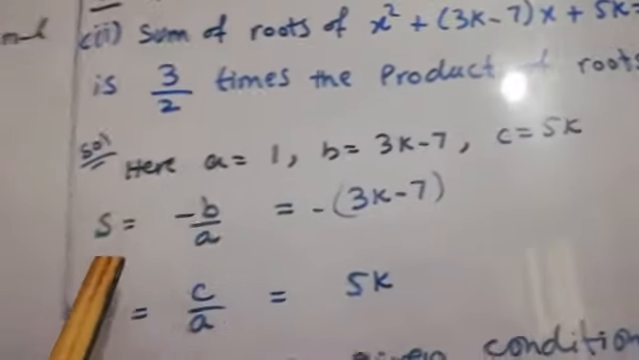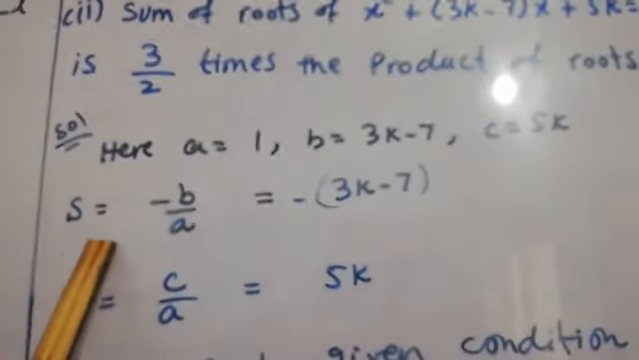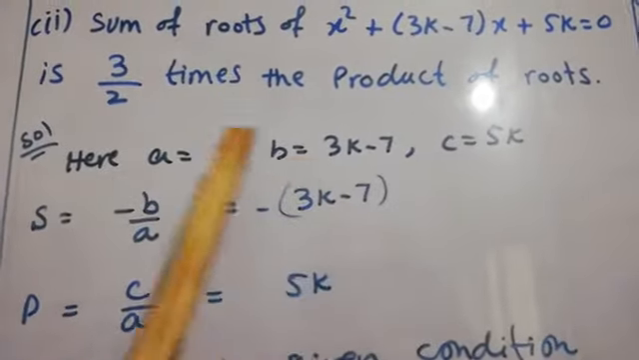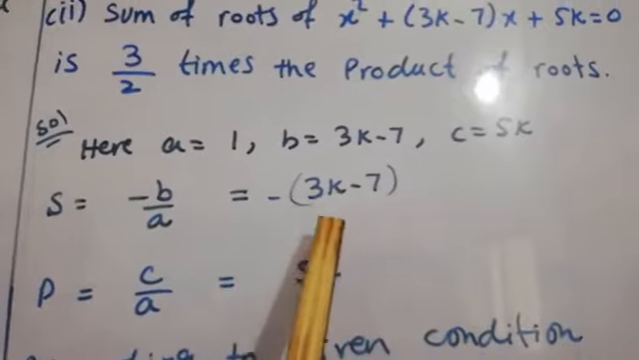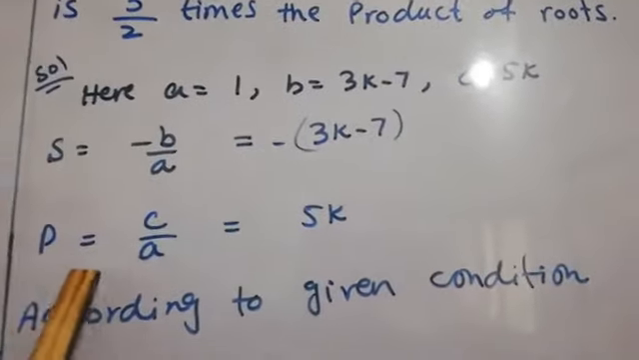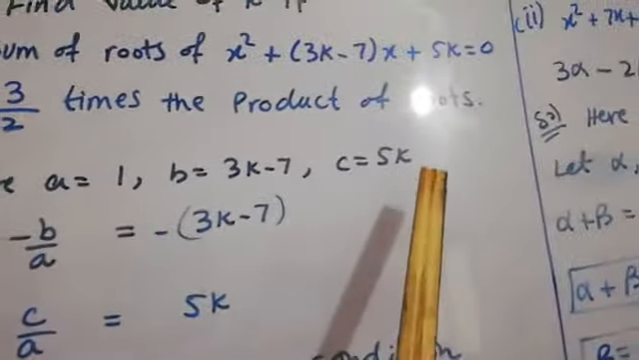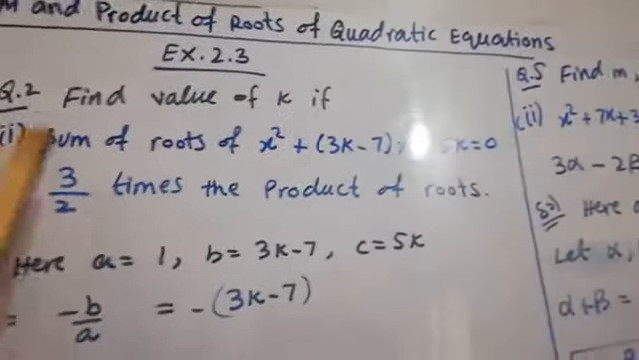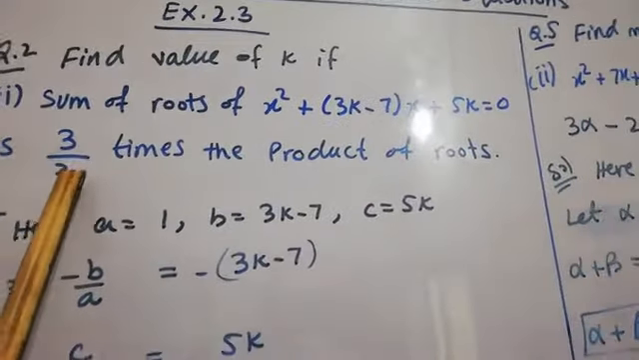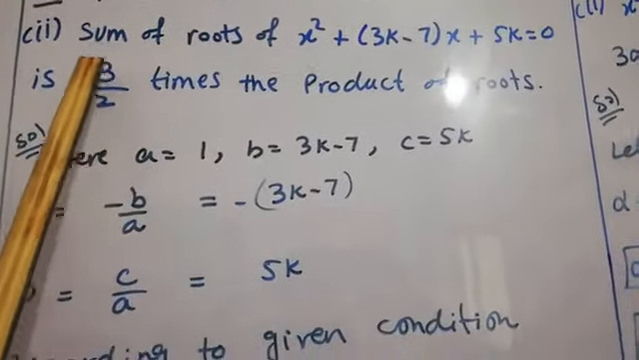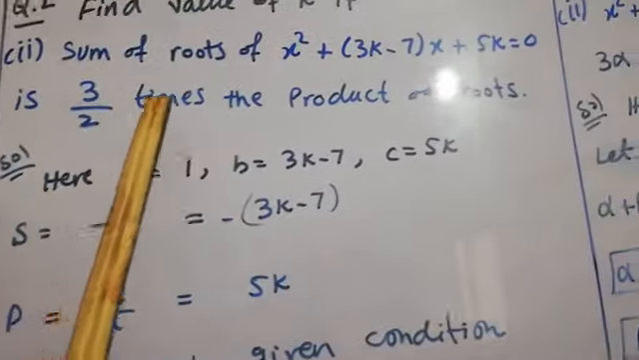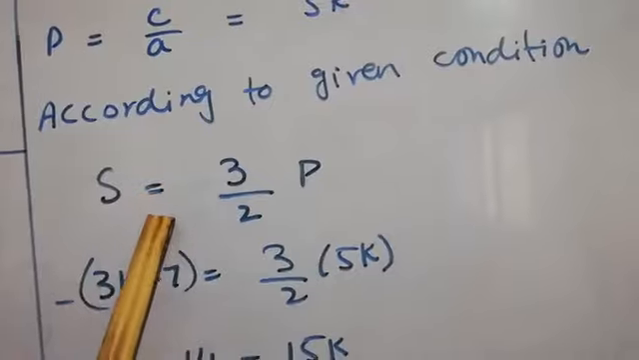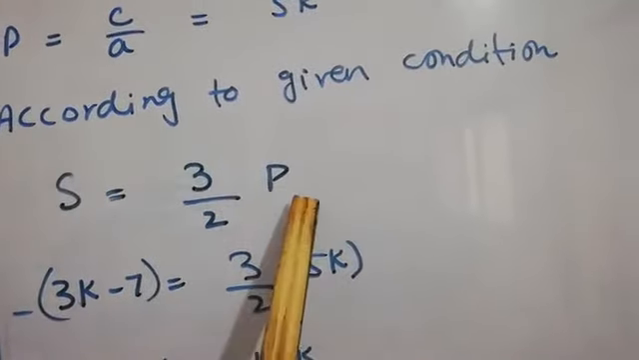After that, we will find the sum of roots. S means sum, minus b by a, minus (3k minus 7) by 1, so no need to write the a in the denominator. P equals c by a, c equals 5k by 1, which equals 5k. In this question, a condition is given. The condition is that the sum of roots is 3 by 2 times the product. So we can write that sum equals 3 by 2 times the product.